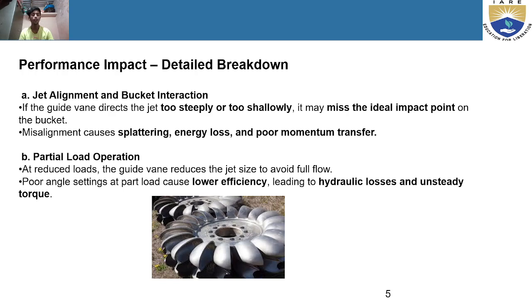Next is partial load operation. At reduced loads, the guideway reduces the jet size to avoid full flow. Poor angle setting in part load causes lower efficiency, leading to hydraulic loss and unsteady torque. So partial load operation means always adjusting the guides or adjusting the flow.